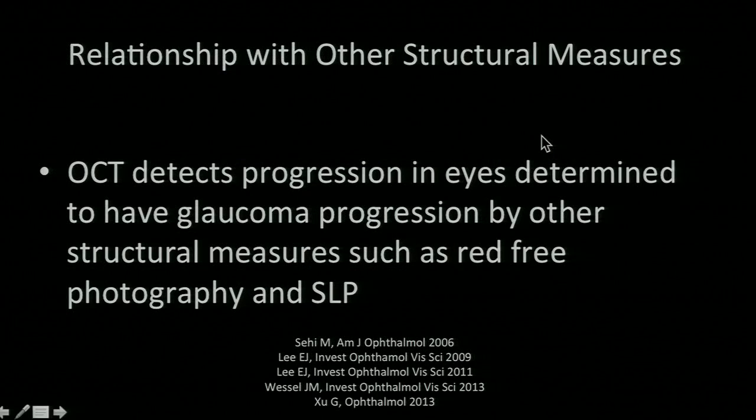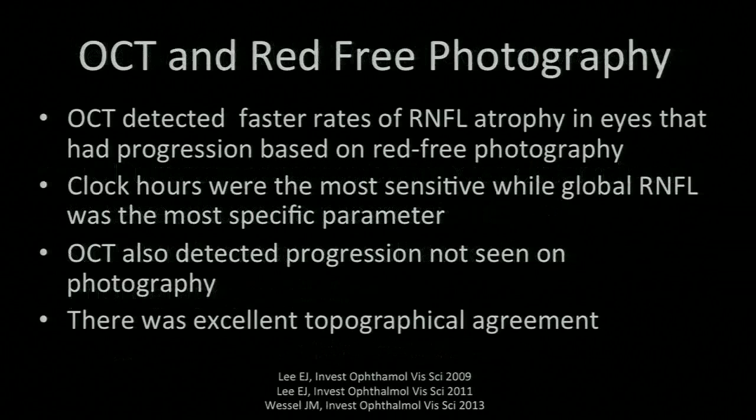So OCT can detect progression in eyes determined to have glaucoma progression by other means, such as red-free photography or scanning laser polarimetry. And OCT detects faster rates of RNFL thinning in eyes that have progression on red-free photography. The clock hours in these studies were most sensitive, while the global RNFL was the most specific parameter. And OCT detected progression was not seen on photography. There was excellent topographical agreement.